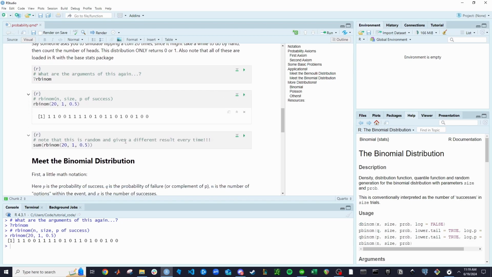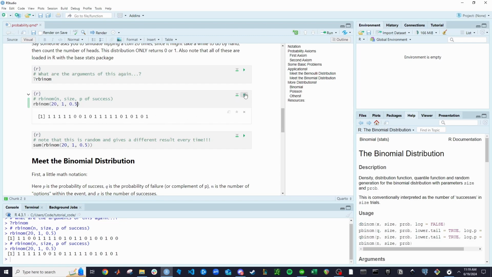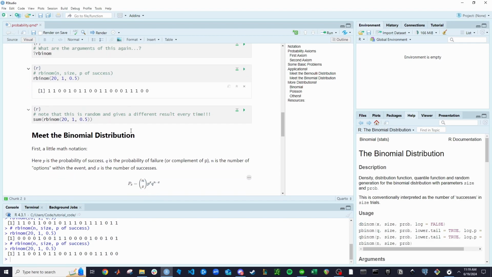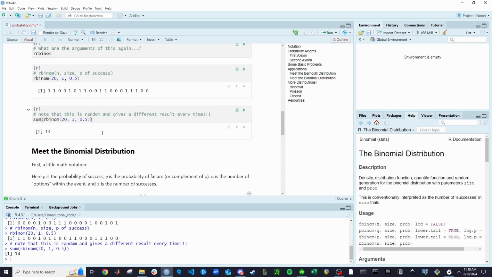So we run this, and we see these are our outcomes. So say the ones are heads and the zeros are tails. Great. And we can keep running this and get different results every single time. You see how they're changing? And say someone asks you, how many heads did you get out of 20 flips? You run this and sum it up, and you've done a quick simulation. It's very easy.